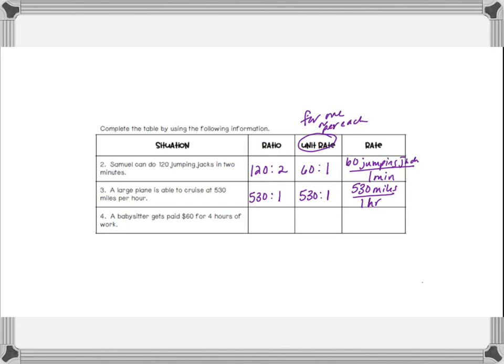One more. A babysitter gets paid $60 for 4 hours of work. So our ratio would be 60 to 4. To write this as unit rate, I know I'm going to divide by 4. 60 divided by 4 is 15. So that means that this babysitter makes $15 per hour. So for 1 hour.